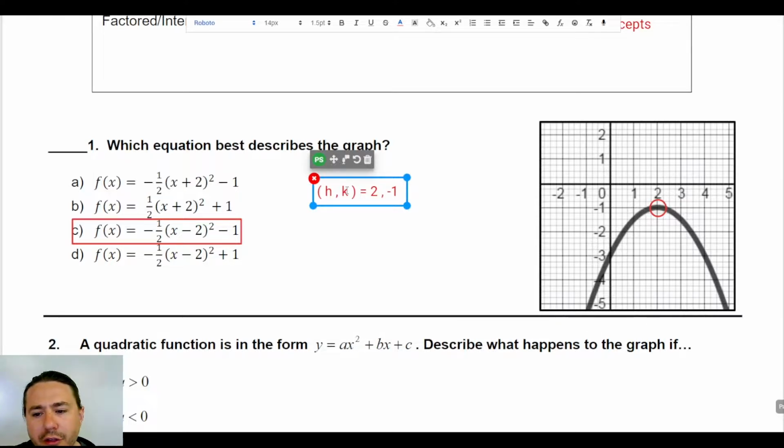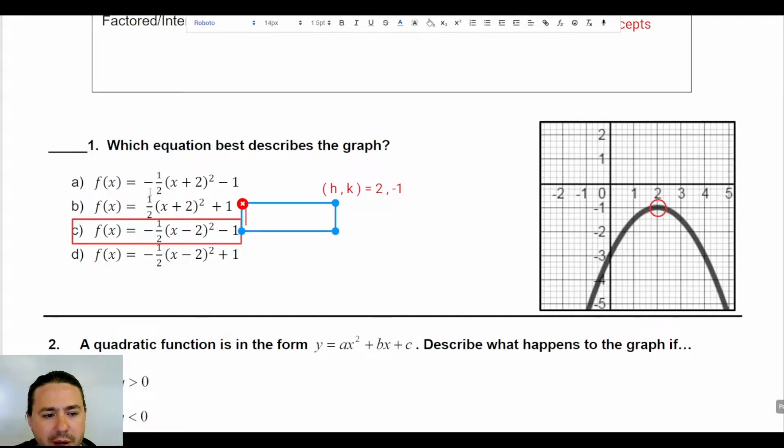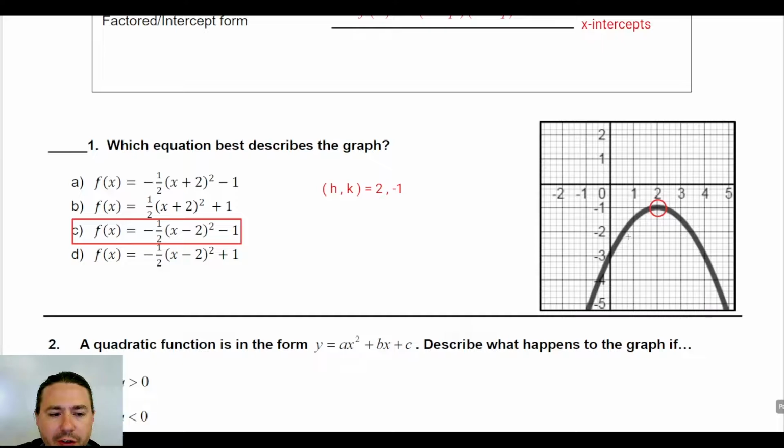Now, one of the other things I want to bring up that's going to come back later is looking at these a values. Notice how some are positive and some are negative. If the parabola opens down like this, then you can expect a negative a value. If it opens up, you can expect a positive a value. As far as how the a value affects the graph, we didn't really need to know that to answer this multiple choice question. We know it's going to be C.